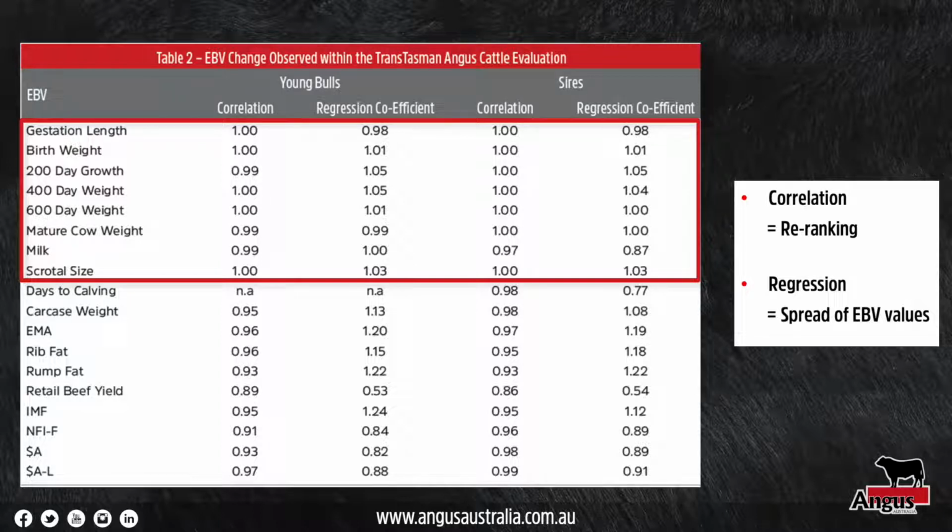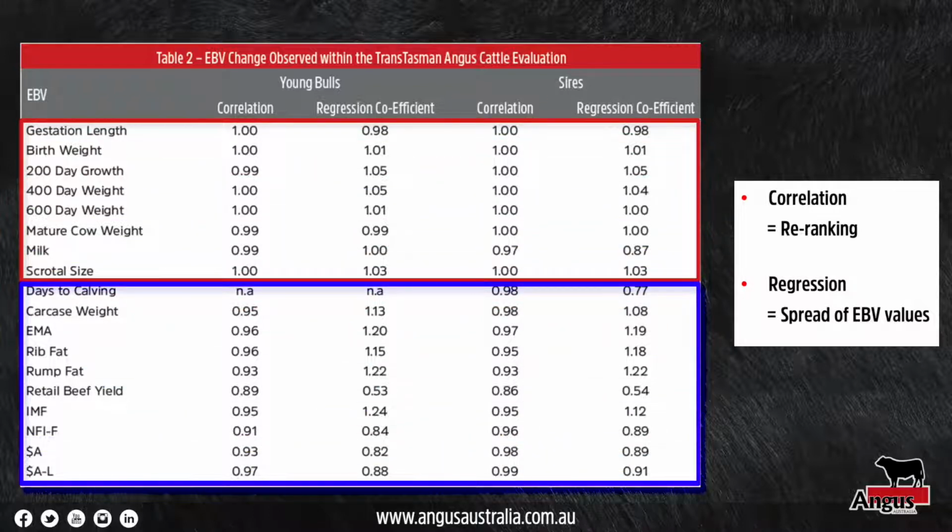And pretty much a regression coefficient of 1 as well. So when they have a value of 1, they're pretty much ranking the same, with a similar kind of spread in EBVs. The big changes we see again are down towards the bottom, when we get into the days to calving EBV, the carcass traits, into net feed intake, and then through to the selection indexes.